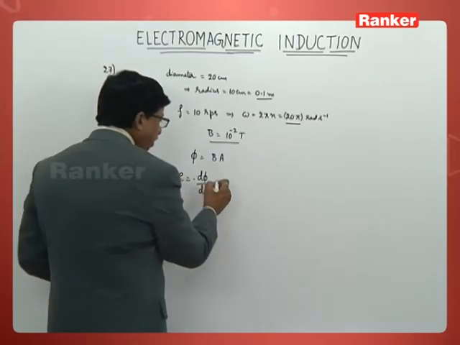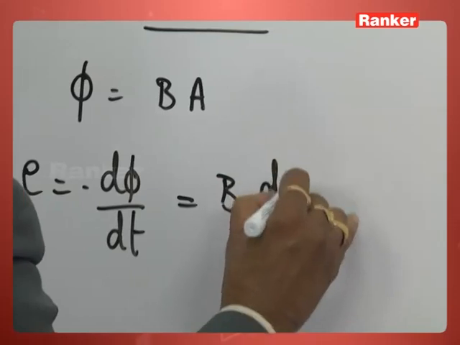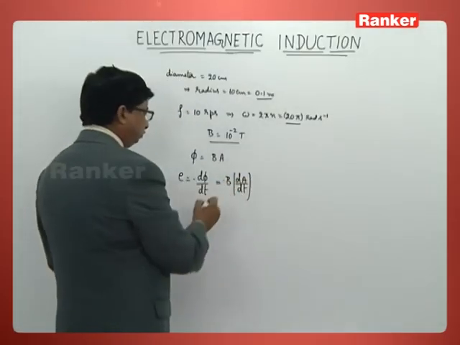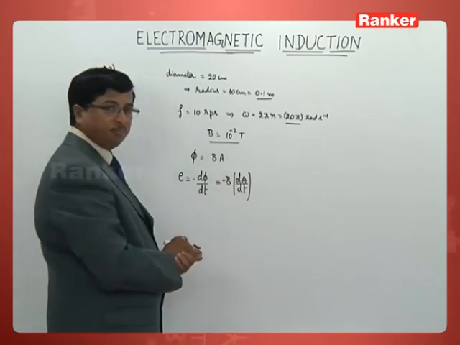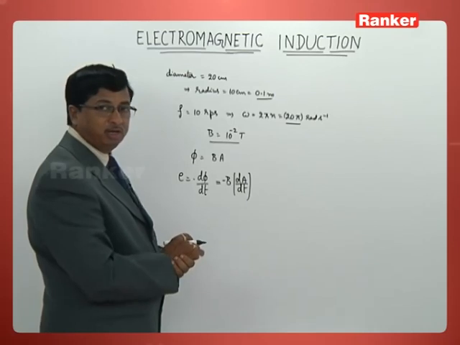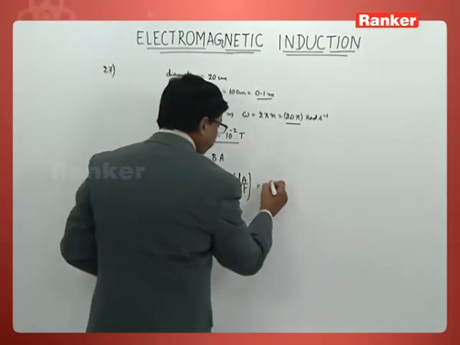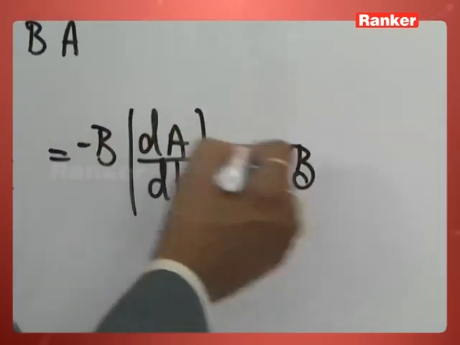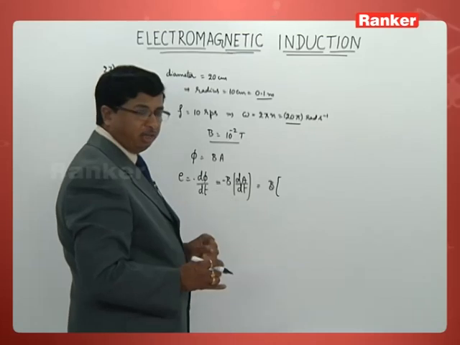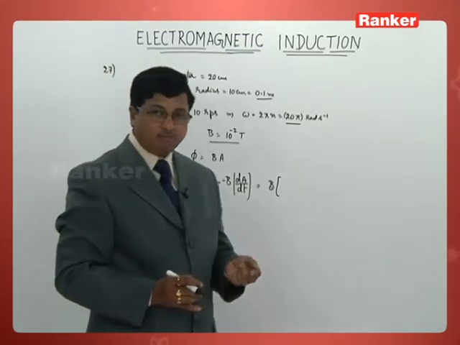So what can I write now therefrom directly? B into dA/dt I can write. That is the concept. Now how to calculate dA/dt? You can now understand this one is B, the magnitude only if you take, into what is this dA/dt? It is rate of change of area.